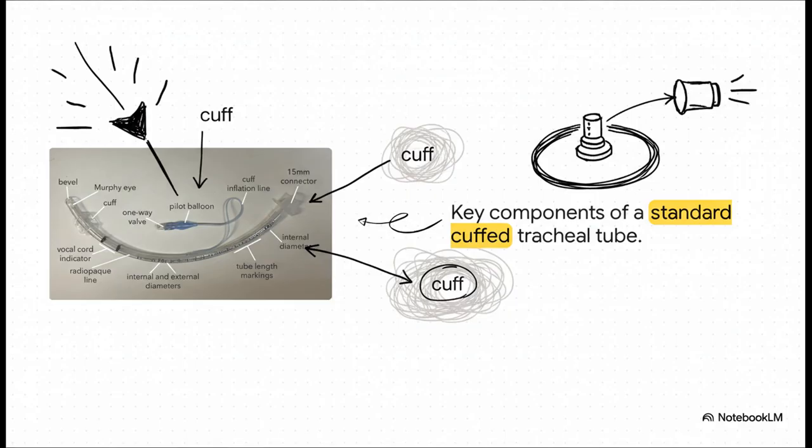You've got the bevel at the tip to make insertion easier, that little Murphy's eye on the side, that's your safety net in case the main opening gets blocked, the cuff that inflates to create a seal, and of course, the universal 15mm connector that hooks up to the circuit.